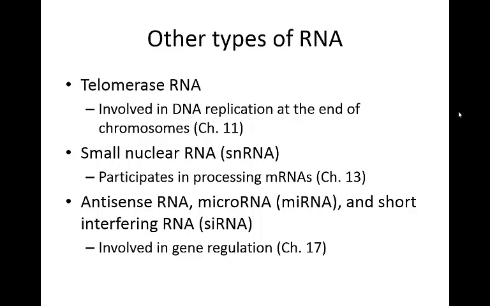There are several other types of RNA, and again, we'll talk more about those later. Telomerase RNA is in Chapter 11. It's involved in DNA replication at the ends of the chromosomes. Small nuclear RNAs, or snRNAs, are important for processing mRNAs, and that's in Chapter 13. Before an mRNA can leave the nucleus, it needs to be processed in several different ways.